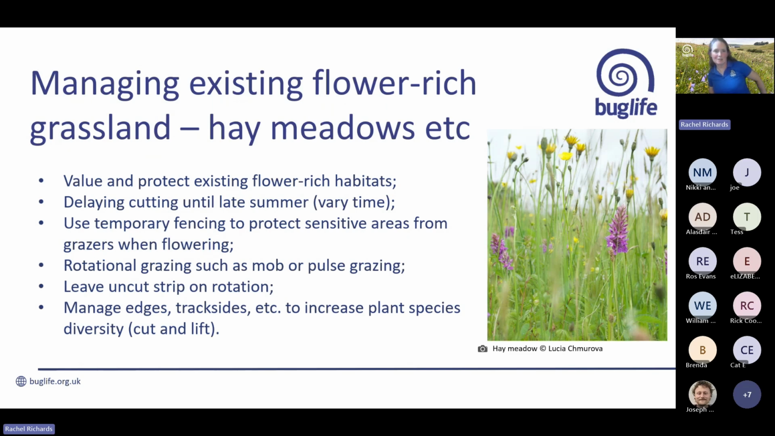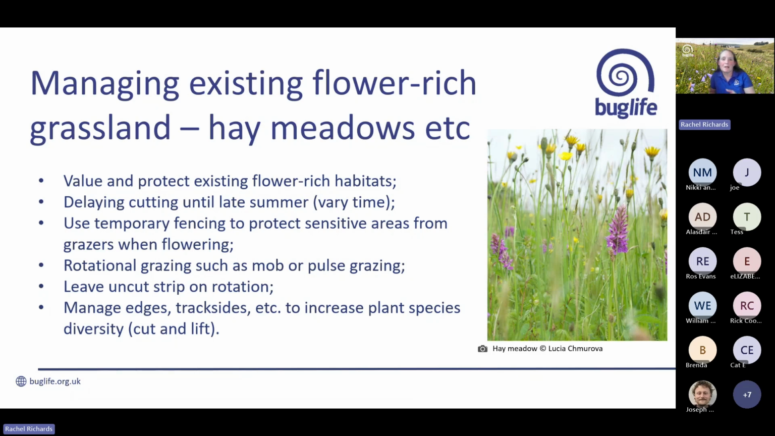So onto the species-rich grassland. I know you've already had talks on this, so I won't go into it too much. But if you're a farmer and you have species-rich grassland, really value that. It's a really important habitat, and thank you for looking after that. I know there's been a lot of pressure to do other, more profitable things with it over time. So yeah, value and protect that habitat. And if you've been managing it well for years, keep doing what you're doing. You're obviously doing it right.